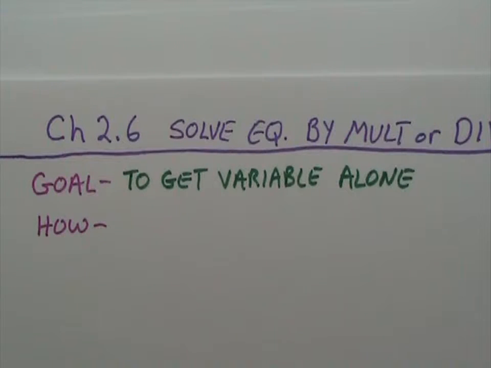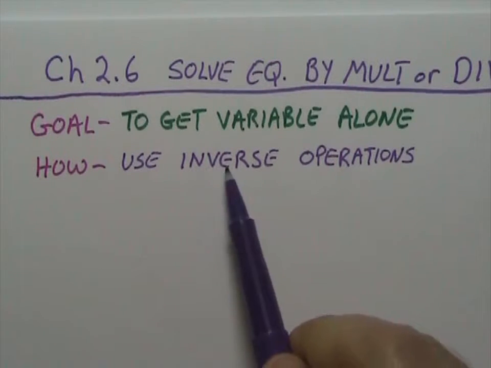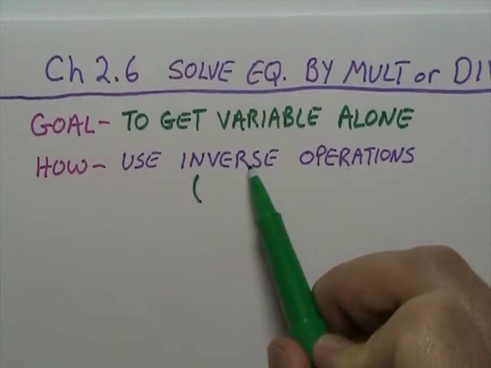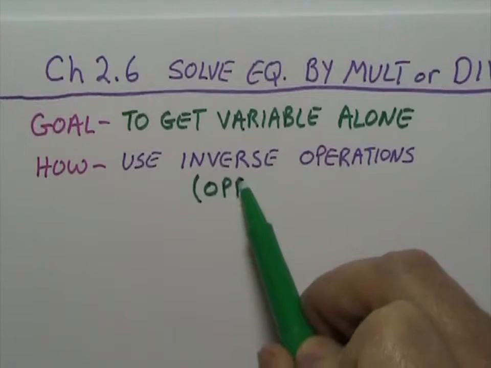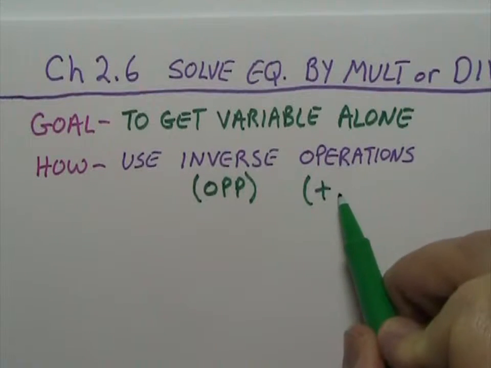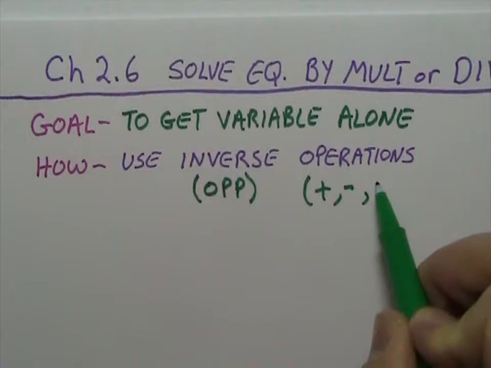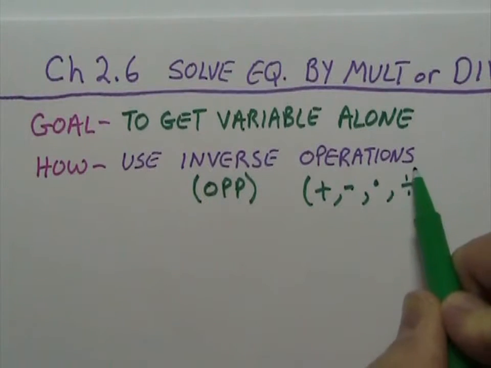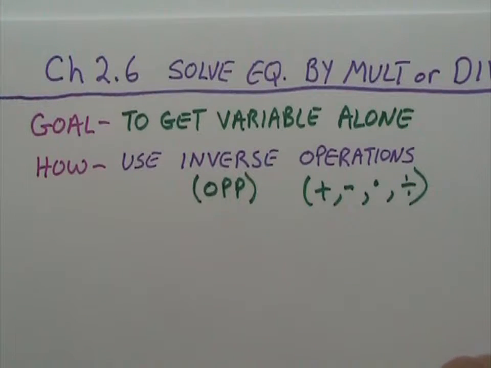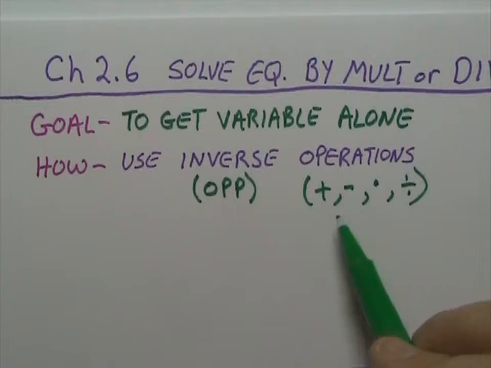Okay, how do we do that? We use inverse operations, just like we did before. What does inverse mean? Opposite. What does operations mean? That's plus, minus, times, and divide. Those are operations. So we're going to do the opposite operation to get the variable alone. This is how we do it.